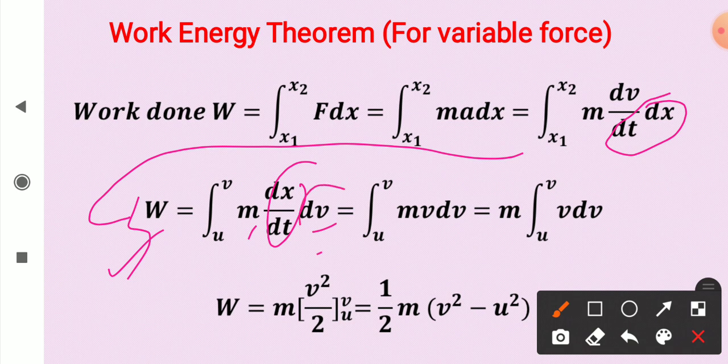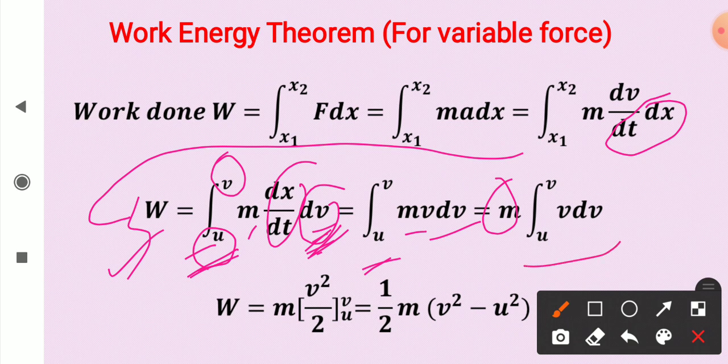Now here we have to keep the limits accordingly. So since dv comes here, it is velocity, so initial velocity u to final velocity v, lower limit to upper limit, and dx upon dt is velocity v. So this becomes integration u to v m v dv, and m is constant, mass is constant, so take it outside, and inside integration we get v dv.